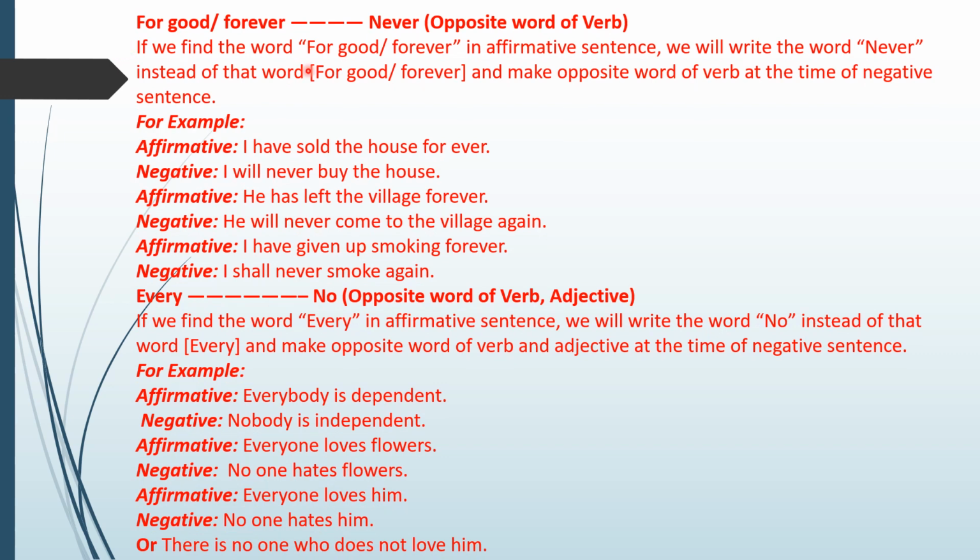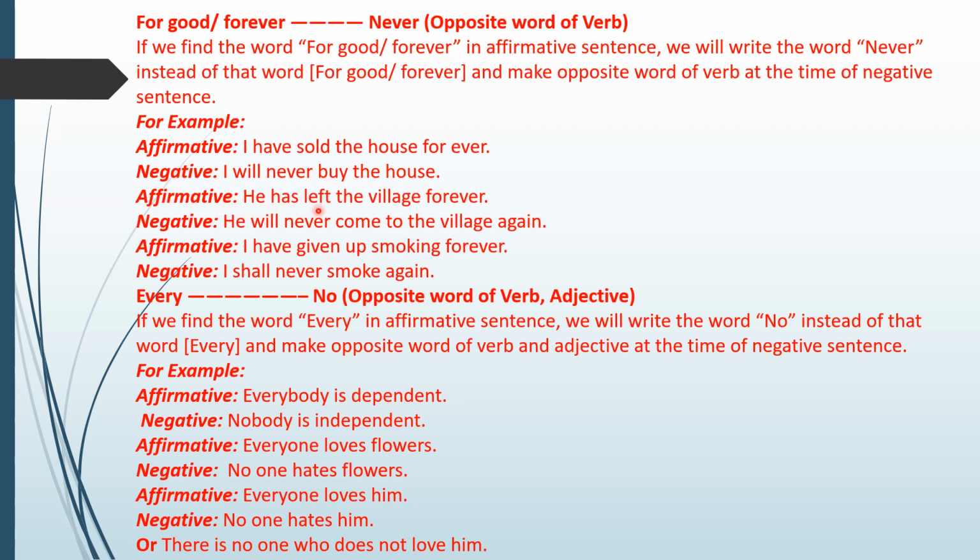If we find the word for good or forever in the affirmative sentence, we will write the word never instead of the word forever or for good, and make the opposite word of the verb at the time of changing it into negative. Look at the following example. In the affirmative, I have sold the house forever. So there is forever in the affirmative. Instead of forever, you will write never. There is the verb sold here. You will write the opposite of that verb sold. It will become buy. So the answer in the negative is I will never buy the house.